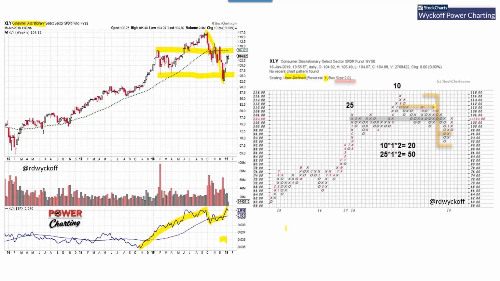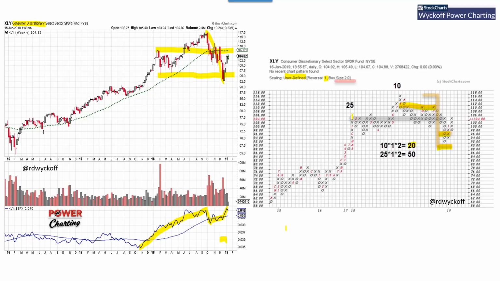Now we take a count. This count here is a shorter trading count, 10 columns. 10 columns times 2-point scaling gives us 20 points. It goes right down into the range of this count and then turns off of that. So this would have been a really good indicator of how much potential there is for decline in this consumer discretionary sector.